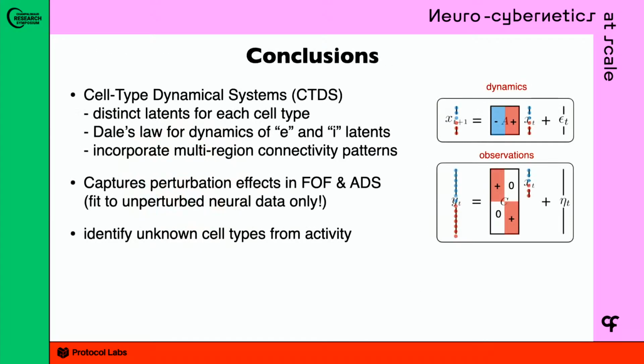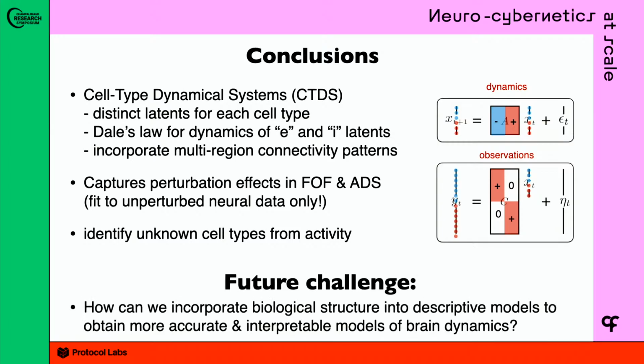So with that, I'd just like to wrap up. So I told you about the cell type dynamical systems model, which allows us to impose Dale's law with distinct latents for each cell type and to incorporate known multi-region connectivity patterns. It captures perturbation effects in both cortex and striatum, even though it was fit to only unperturbed data, and allows us to identify unknown cell types from activity, in simulations at least. That's something we're still looking at more aggressively with actually labeled data.